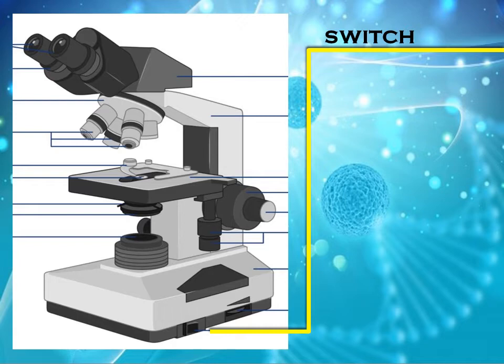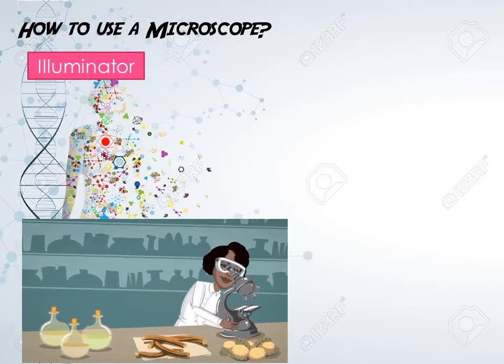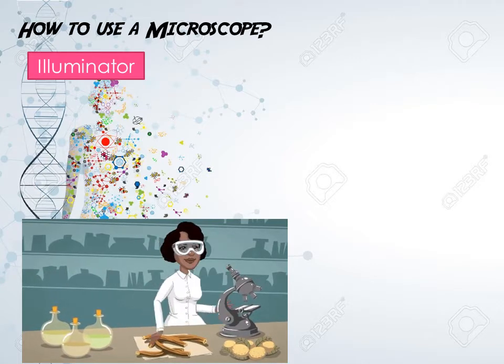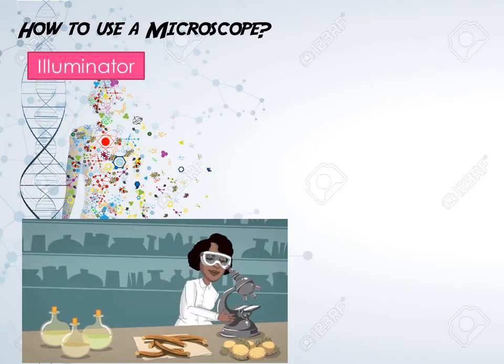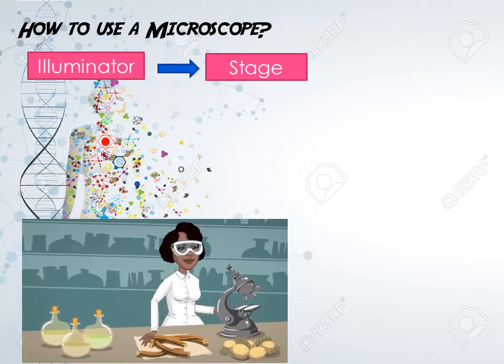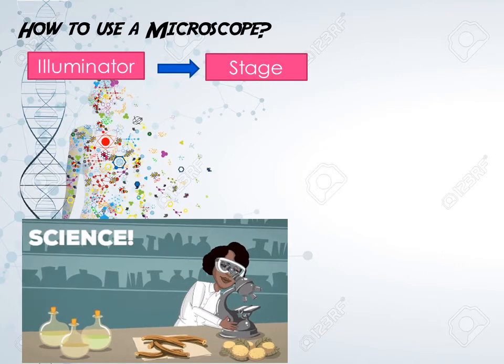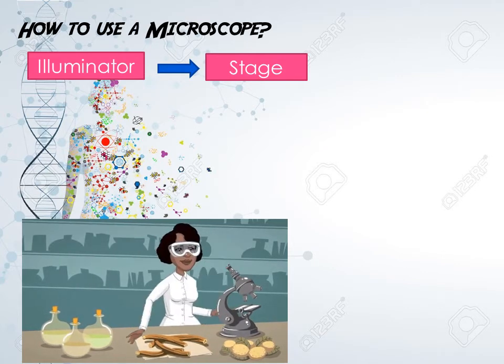Since we are done with the parts and functions, let's move to the next stage about how to properly use a microscope. First, turn on the illuminator. When using the dimmer, it is best to slowly increase the light intensity as the lamp heats up quite quickly. Then place a slide or specimen on the stage directly above the aperture, and if possible, fasten it to the stage with the stage clips. Reminder: a cover slip is always needed to allow for the best quality image.